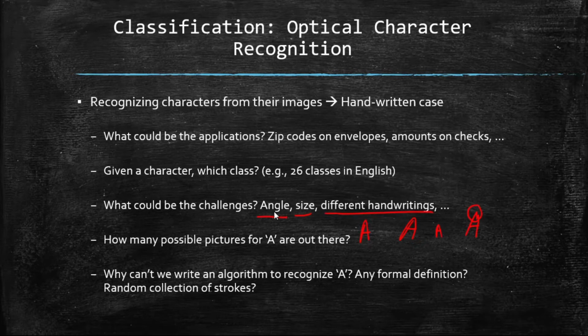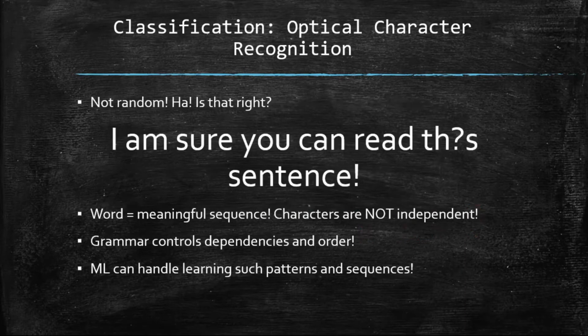Now, we know that letter A is not just a random collection of strokes. Neither are other letters of English or other characters for that matter. They don't just have a random collection of strokes there. There is a rule there, a pattern there that we'd like to discover. And when I talk about that pattern, it's important because a word is a meaningful sequence of characters and letters. They're not independent from each other.